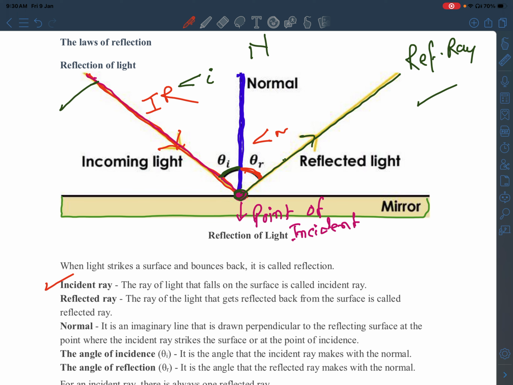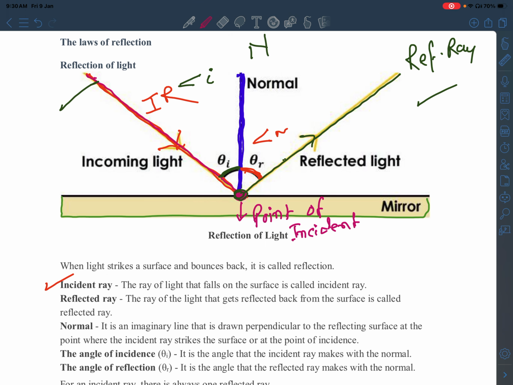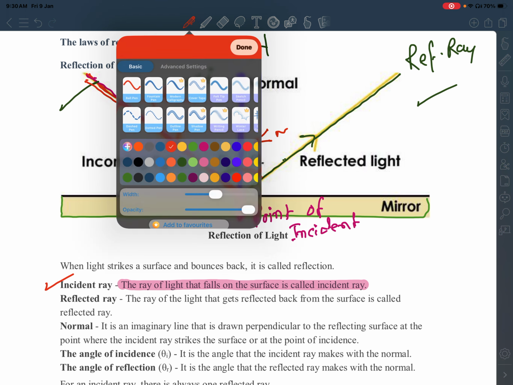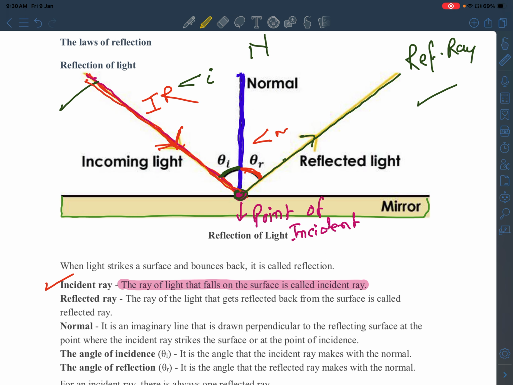First, the incident ray. The ray of light that falls on the surface is called the incident ray. Next, the reflected ray. The ray of light that gets reflected back is called the reflected ray.